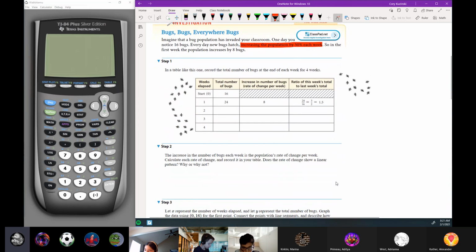So in a table like this one, we're going to record the total number of bugs at the end of each week for 4 weeks. So here we go. We start off with 16 bugs, like they said right here. One day you notice 16 bugs, okay, and that's right here. And then that increase of 50% shows up as 8 bugs the first time, right? So 16 plus the 8 gives us 24. But the next time, the next day, it's going to increase by 50% again, okay? And 50% is bigger the next time.